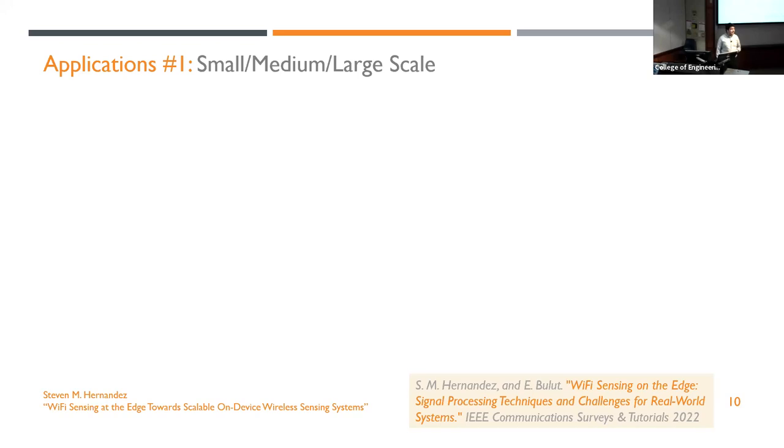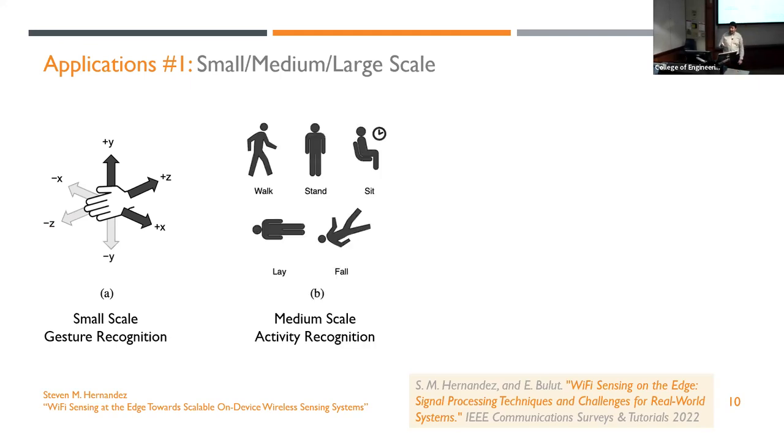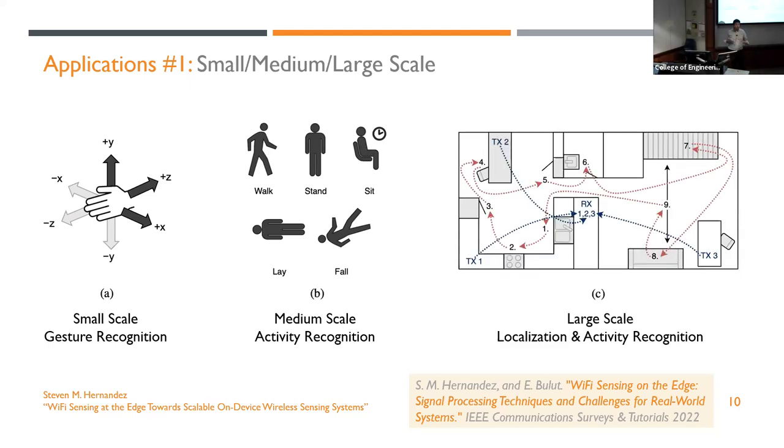So first we wanted to see, can Wi-Fi sensing be used for small scale? So can we track hand movements, finger movements? Can we track at a medium scale, full body movements, and even a larger scale, a full house or apartment environment? Can we track localized activities throughout that environment?